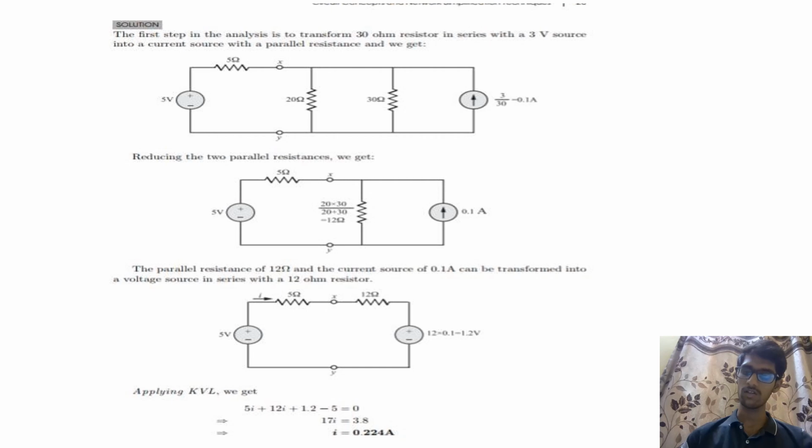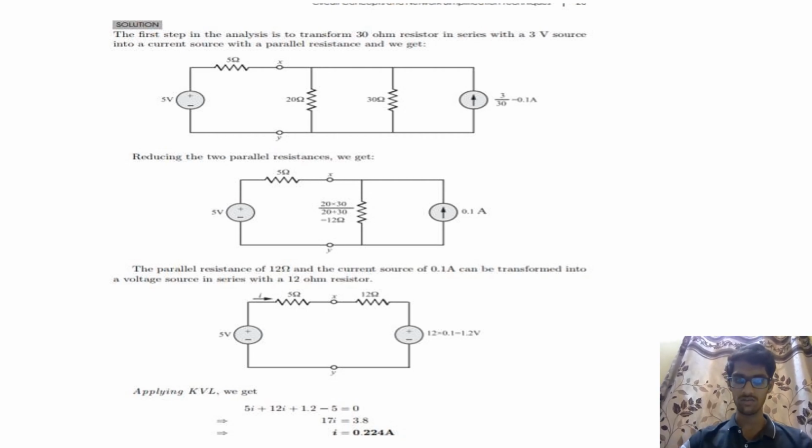Always remember that in source transformations, we consider the resistance only if it is in series with the voltage source and in parallel with the current source. That's why we have displayed the 30 ohm resistance parallel to the current source. And after converting the voltage source to the current source, we have the 20 ohm resistor and the 30 ohm resistor parallel to each other.